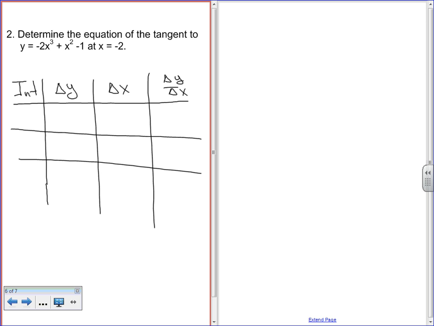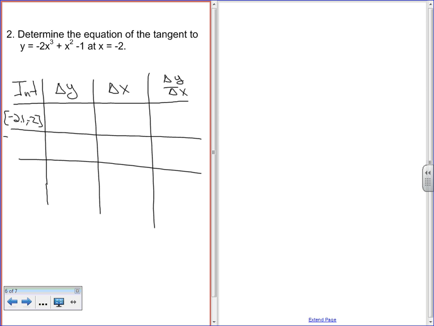Okay, so this is a little bit different. Because I want to figure it out at -2, I'm going to use -2, and I'm going to use -2.1, -2.01, and -2.001. But when I'm on the negative side, those 0.1s are on the other side. So really, technically, I should write it like this: -2.1 to -2, because -2.1 is on the left side of -2. You guys know what I mean by that?